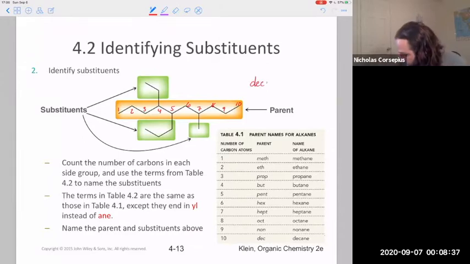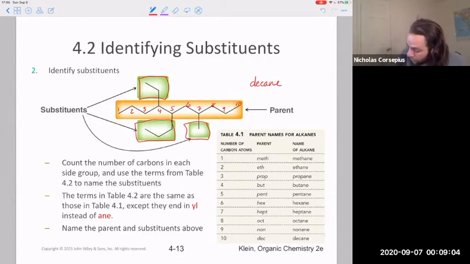I know that this is going to be a decane. But now the question is, how do I identify all of these substituents? I have 1, 2, 3 substituents. How do I name them? So again, we're going to use the same chart in order to figure out the name of your substituent, and the name is going to correspond to the number of carbons that are in that substituent.